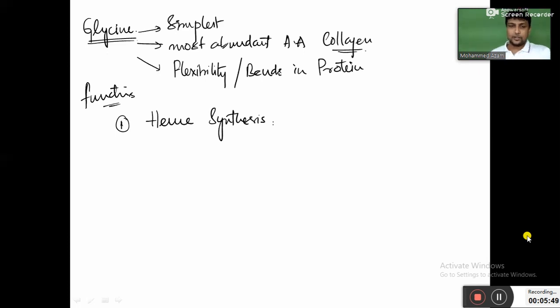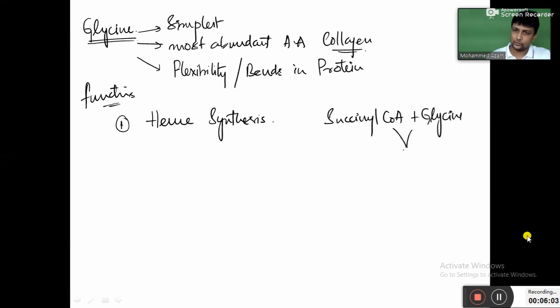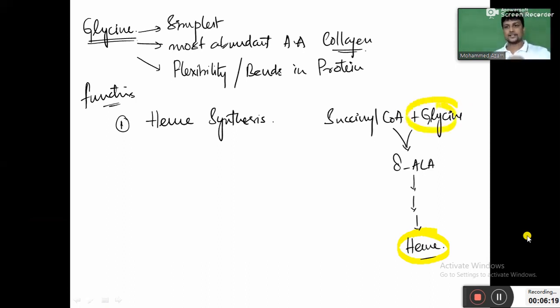When you study heme synthesis, the very first reaction is succinyl-CoA combining with glycine, and these two combine together to form delta-ALA. Delta-ALA will undergo n number of reactions, and after that it is going to form heme. I'll teach you the heme synthesis topic later on, guys. But right now, for heme synthesis, we need which amino acid? Glycine. Glycine is the amino acid required for heme synthesis.